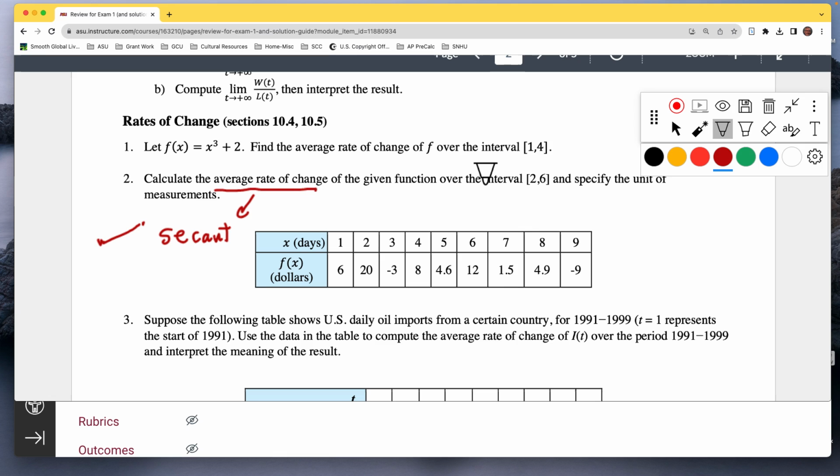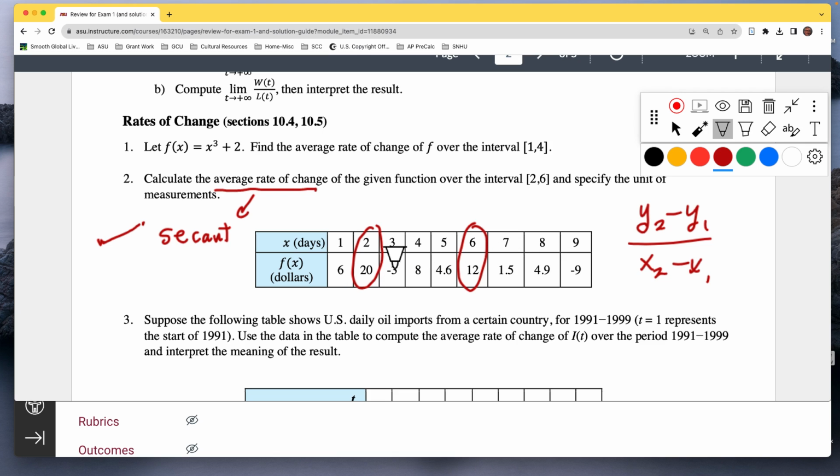So like this, the average rate of change between 2 and 6, we only look at 2 and 6, and remember this is really just the slope of those 2 points. So you could think of it as y2 minus y1 over x2 minus x1. Okay? So that's average rate of change. And there's some questions we'll ask actually for both of it. They'll ask for the average rate of change and the instantaneous rate of change.